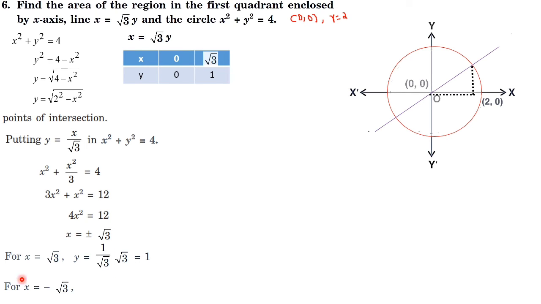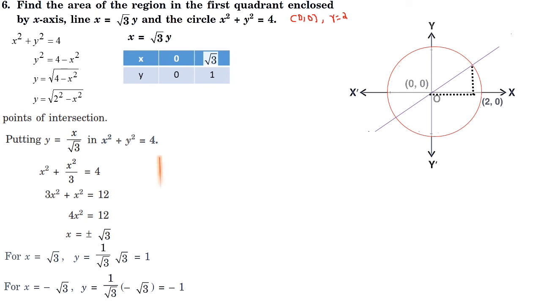Next, for x is equal to minus root 3, we have two values here, plus or minus root 3. For minus root 3, what we have to do? y is equal to 1 by root 3 into minus root 3. Here x is replaced and we put a minus. Even if we don't write the 1 by root 3, no problem. Just minus root 3 by root 3, that is equal to minus 1 we have got.